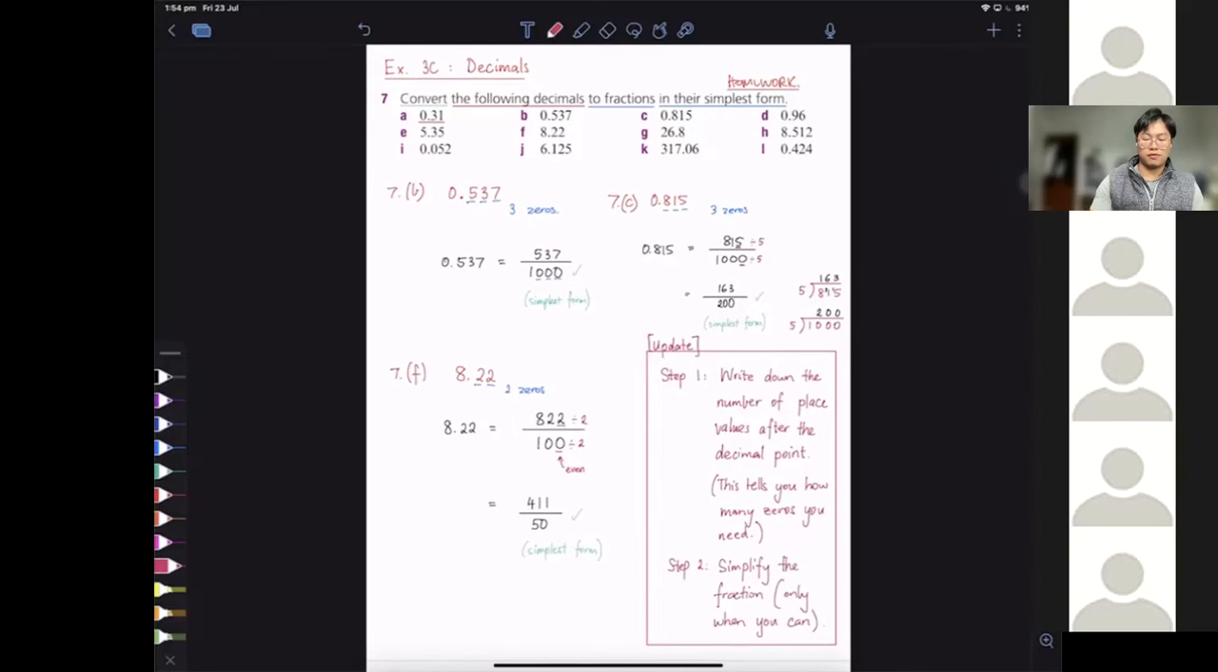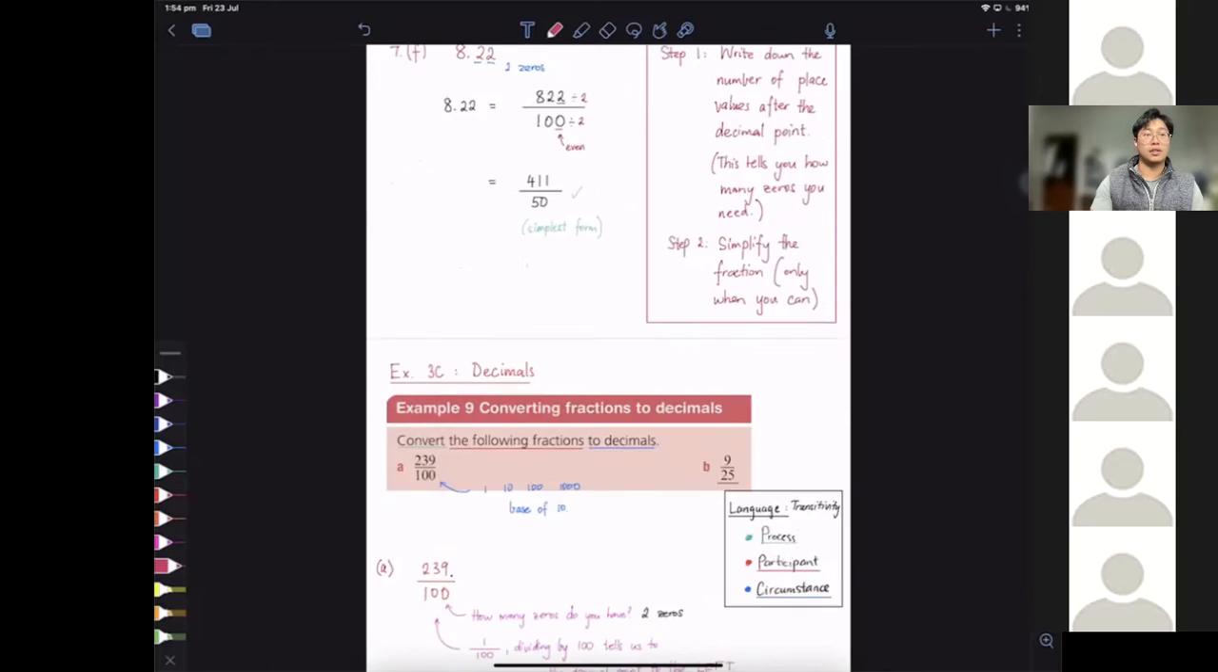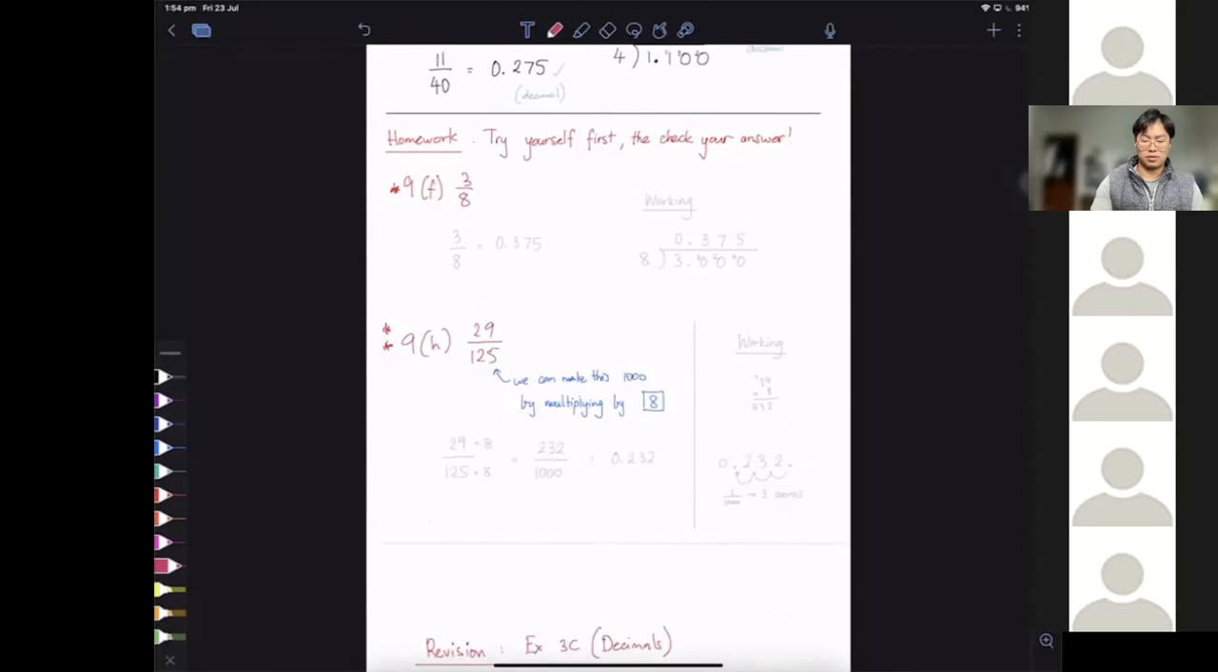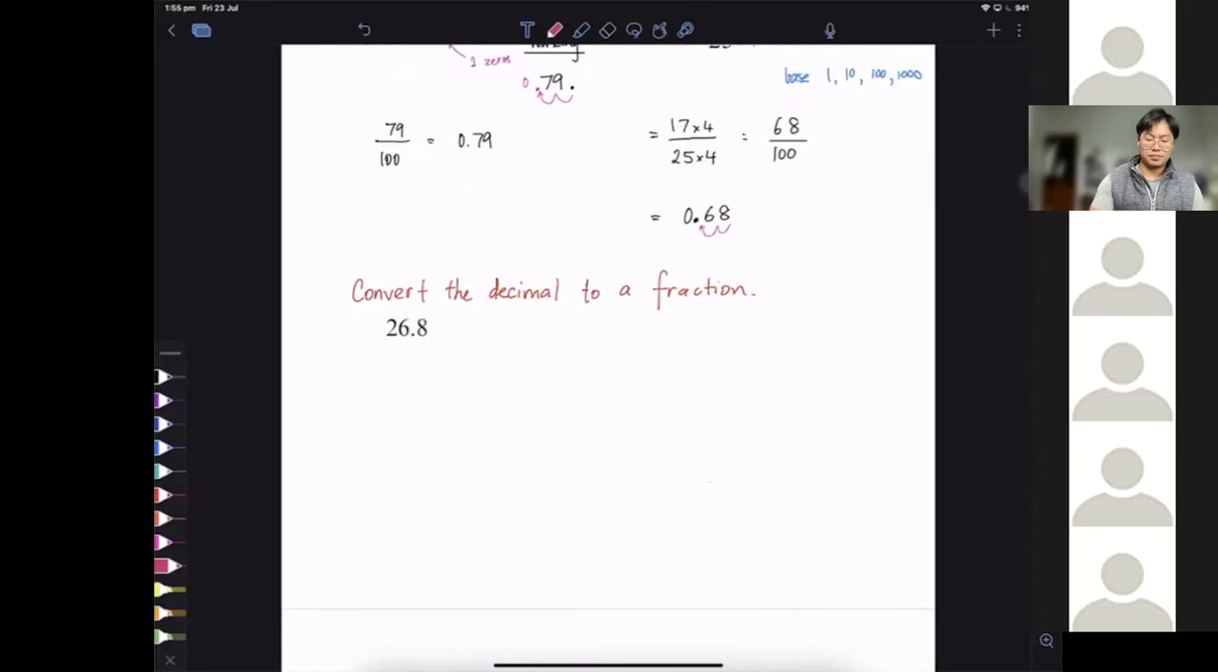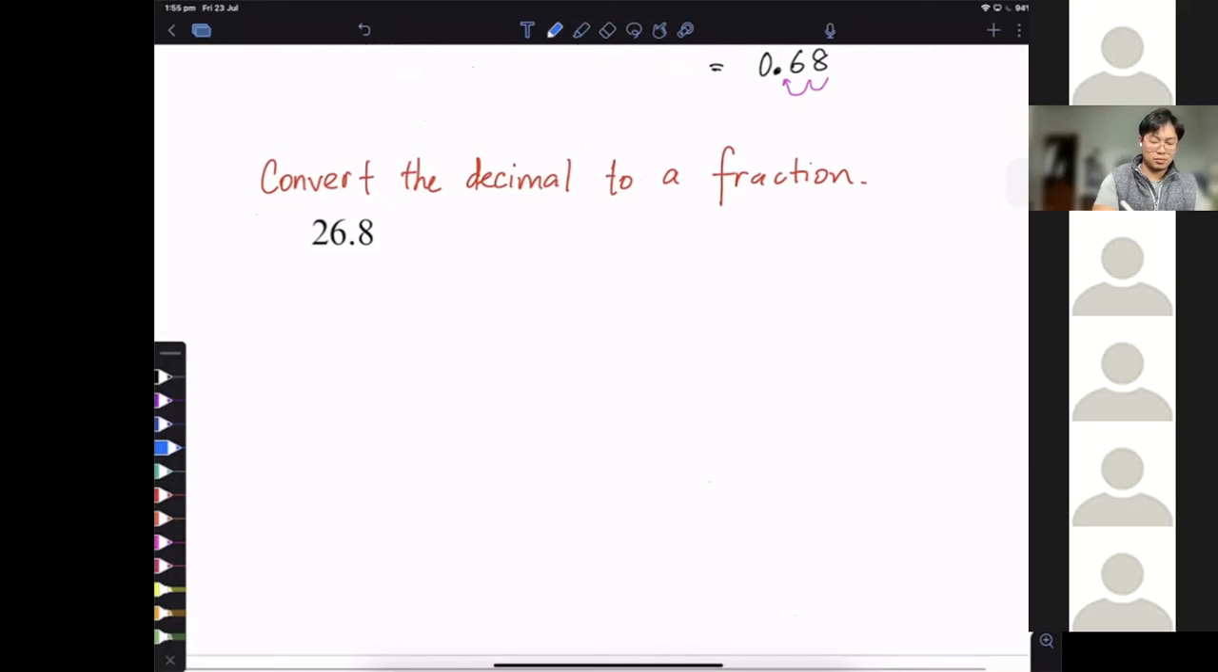So simplify the fraction only when you can. So let's go down to this question here now. You see 26.8. What's the first thing that we do? Tanner? Write how many zeros there are. Write down the number of place values after the decimal point.